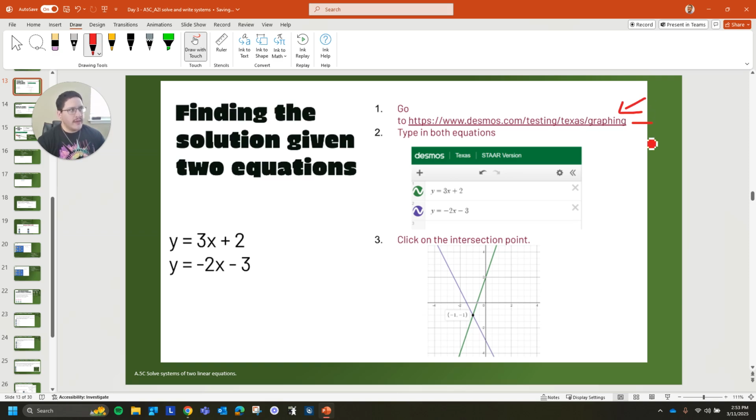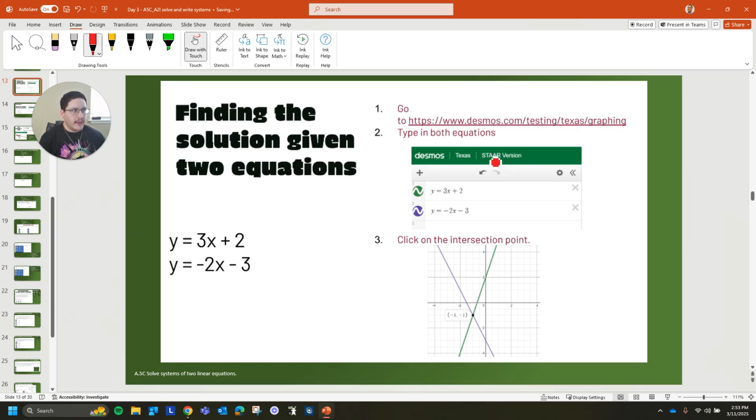www.desmos.com/testing/Texas/graphing. It's important that y'all use this exact calculator because this is the calculator you're going to be using on the STAAR test. It has a certain amount of functions that you're allowed to use for STAAR testing, whereas some of the other versions of the Desmos calculator have a little bit more than you're allowed to use. So again, to practice for the STAAR test, use this specific Desmos calculator.